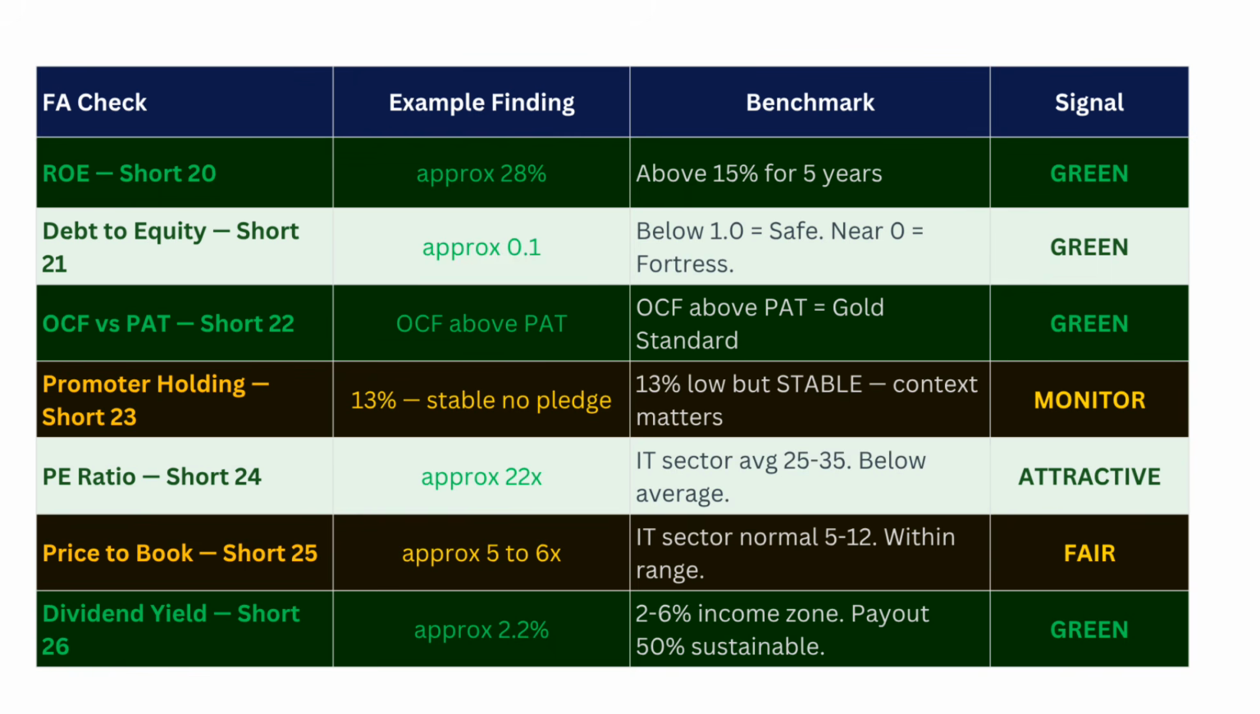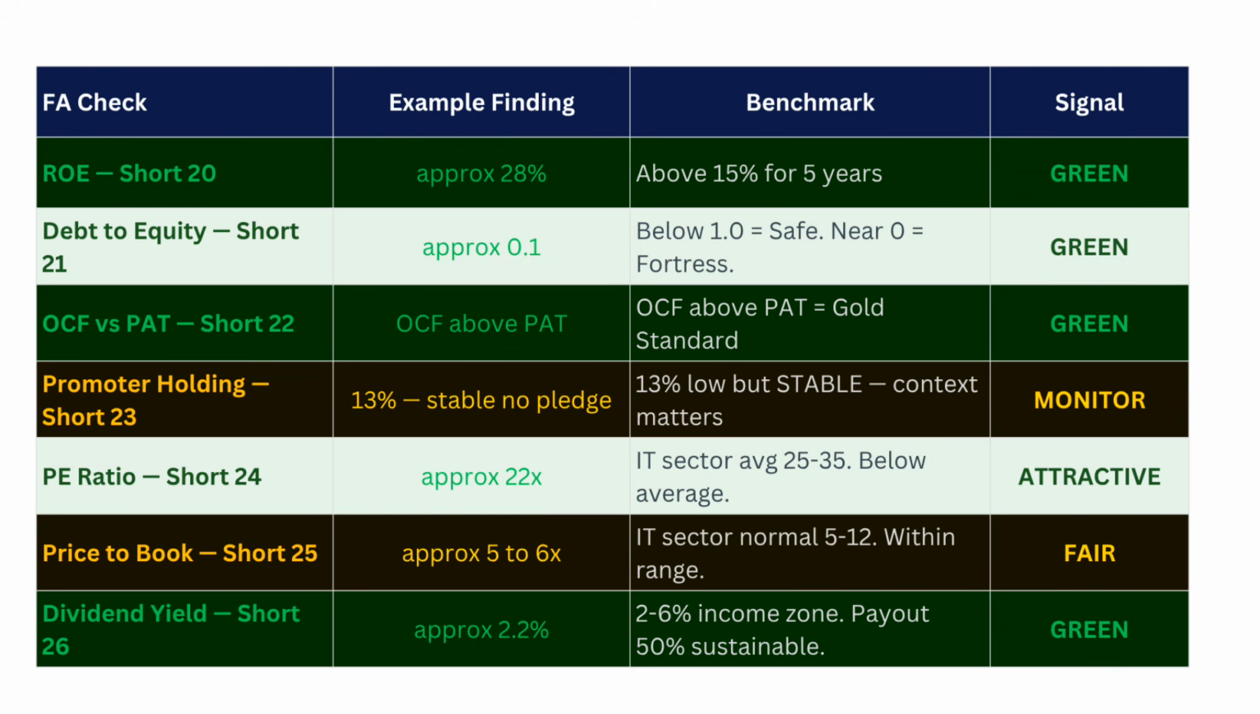Then the next FA check, promoter holding from short 23. Example finding 13%, stable, no pledge. The benchmark: 13% is low but stable. Context matters. Signal: monitor always. Then the next FA check, PE ratio from short 24. Example finding approximately 22x, that is 22 times. Benchmark IT sector average 25 to 35, so below average. The signal is very attractive always.